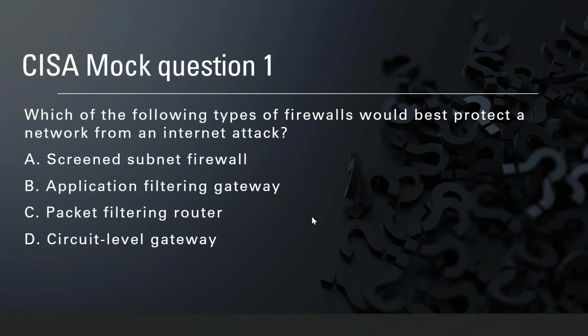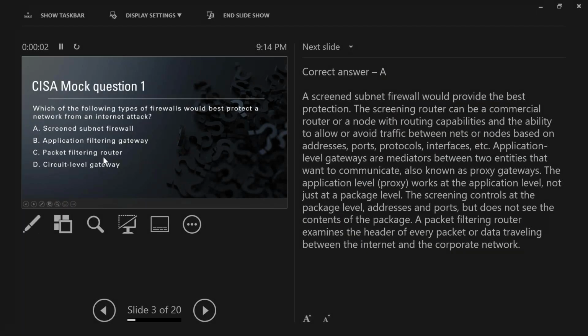Again, the same with circuit level as well. The same like C, it is not that much advantageous to have, or not the best one to protect from the internet attack. So same with application filtering firewall as well, where it works at the application layer, not at the overall package layer. So A is the right answer.